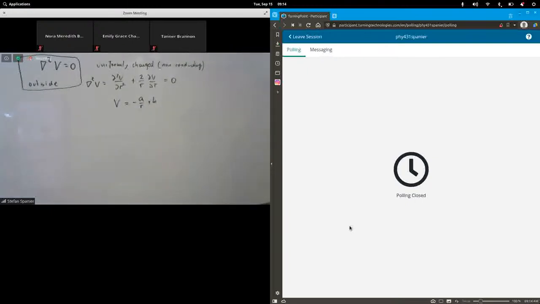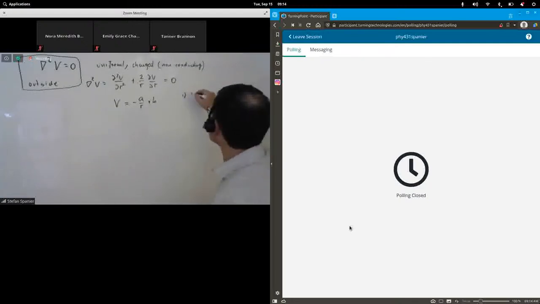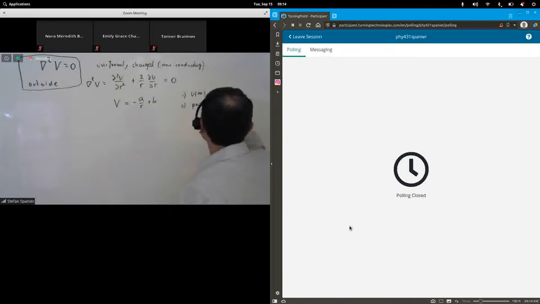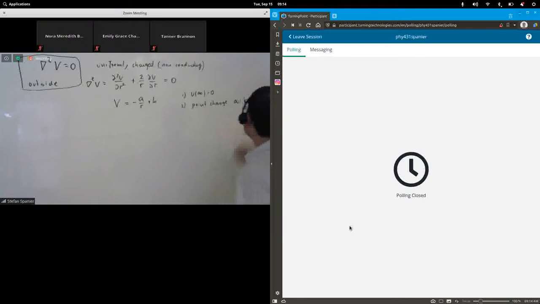And as I discussed, the boundary condition number one was that the potential at infinity is zero. And the other one is it should describe a point charge, where A becomes KQ. KQ is the total charge. Total charge is Q. So inside.